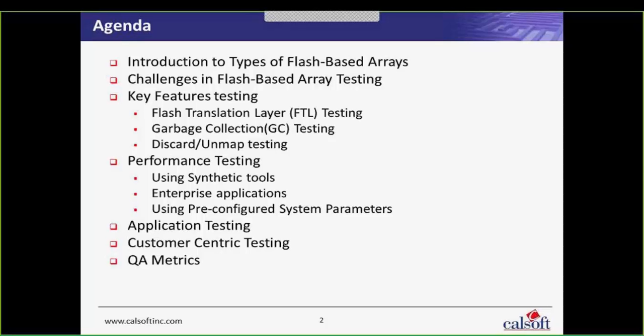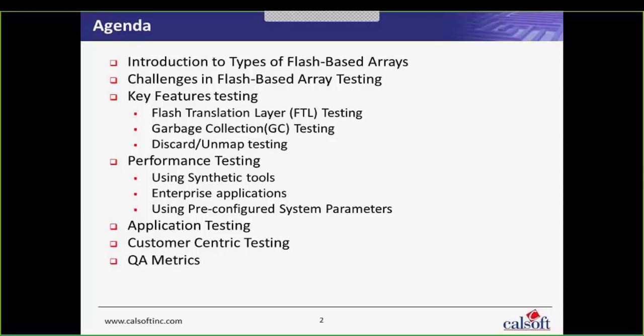Then the key feature testing, which includes your flash translation layer, garbage collection, discard and unmap testing, and performance testing or performance benchmarking of your all-flash arrays, using synthetic tools like FIO or Iometer, using enterprise applications like TPC, SPC or MarkLogic, or using predefined or pre-configured system parameters, with other parameters and features like discard and unmap.